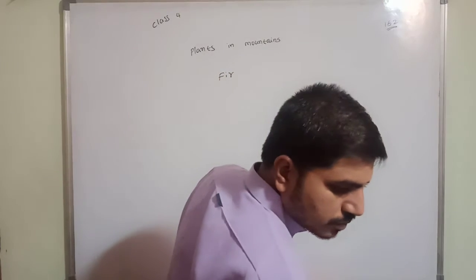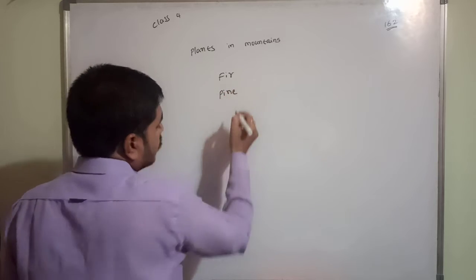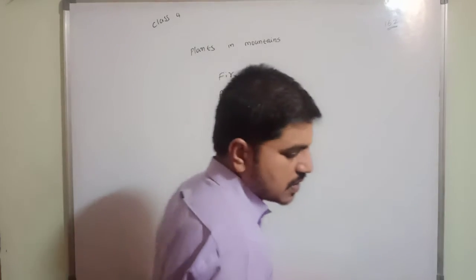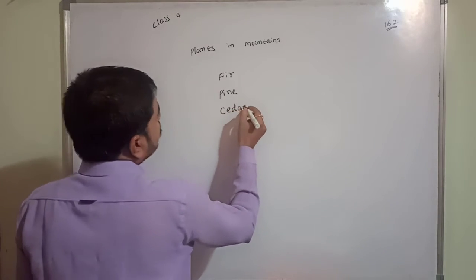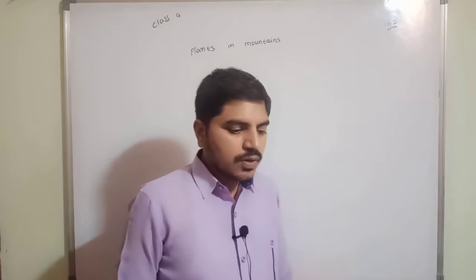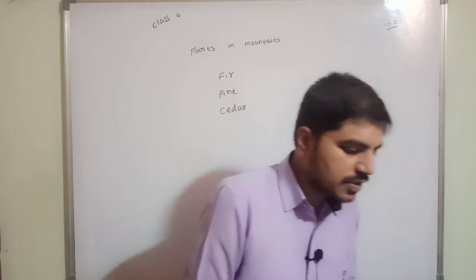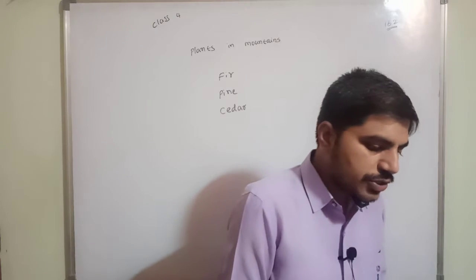Fir, pine. What is that? The next one is pine, and one more plant of that kind is there. And the next one, cedar trees. So these are different types of trees that are ready to grow in particular mountains. Okay? So these are the mountains, and adaptations are also there.